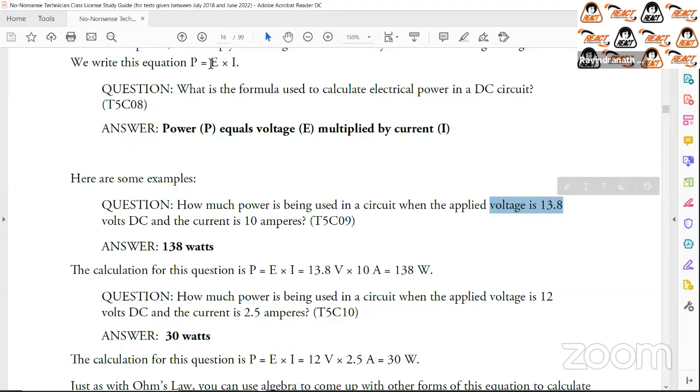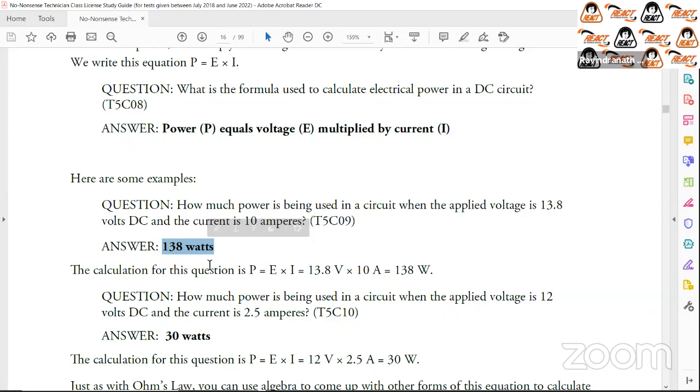The next thing we're looking for, we have E already. We're looking for the I, the current. Look, they come and tell us current is 10 amperes. So we have the two things that we need. You know, 10 apples at $5 an apple, $50, right? So P is equal to E multiplied by I. We know it's 13.8 volts, 10 amps, 138. But 138 watts? Yes, 138 watts.